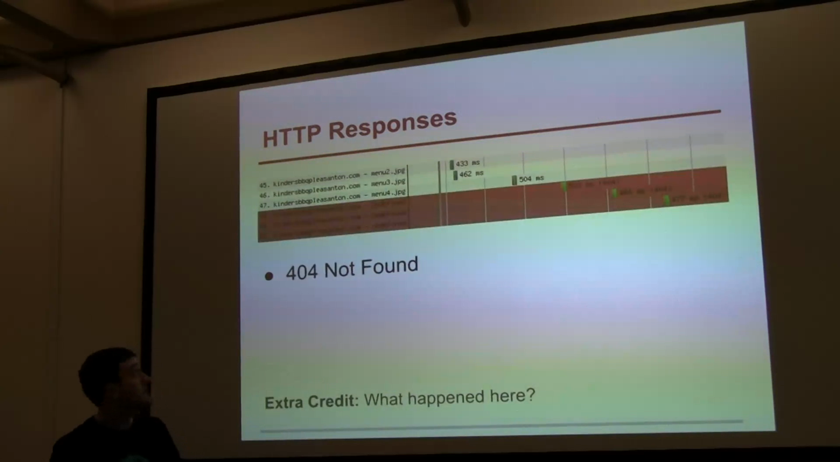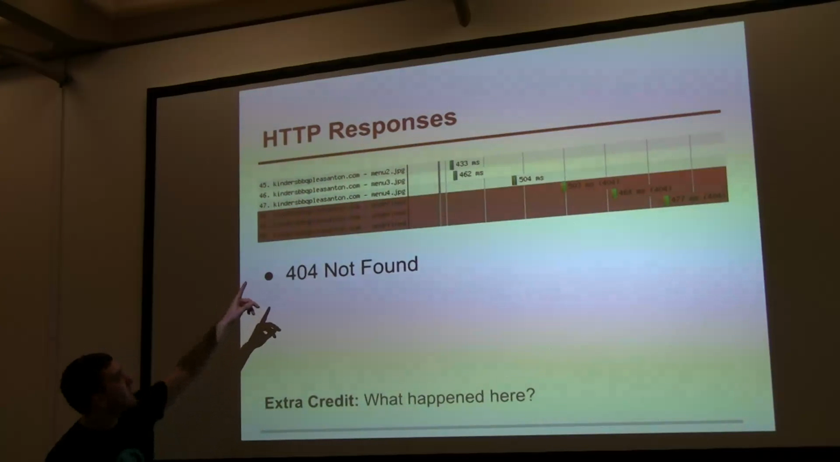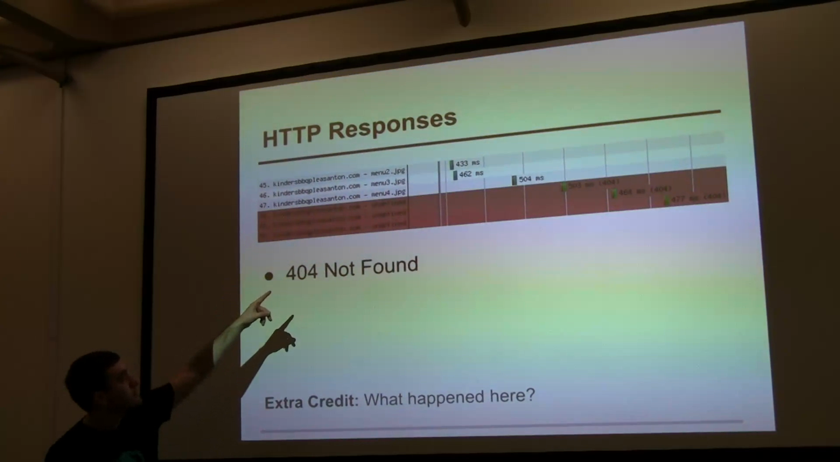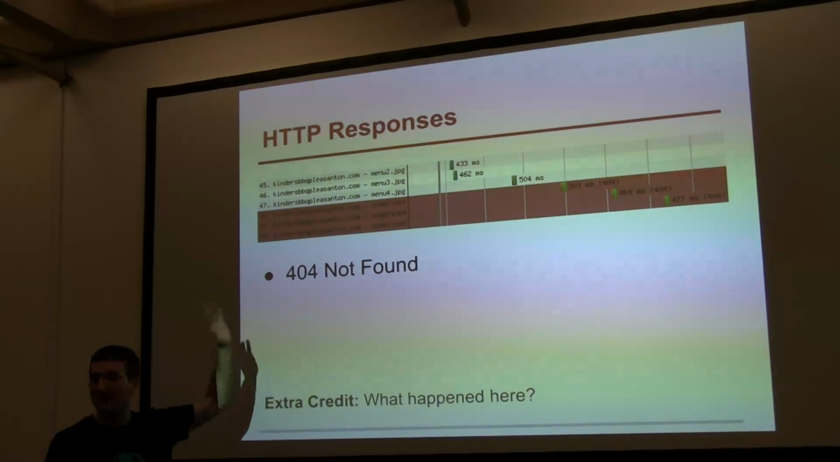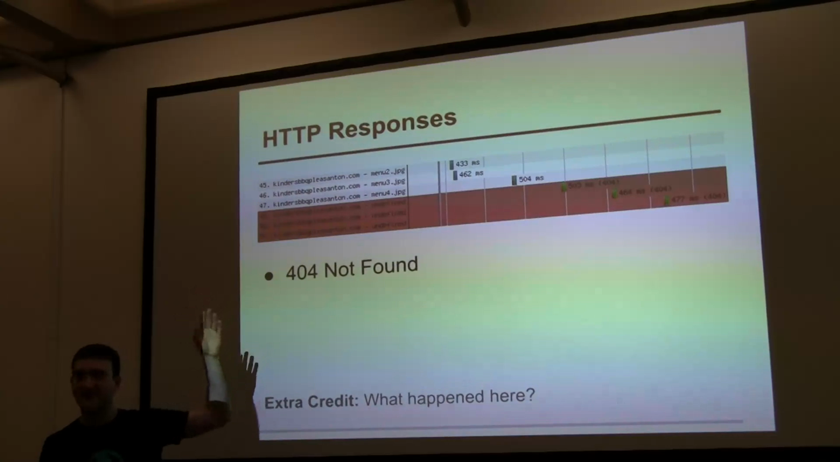There we go. So these are other types of responses, 304s. Not a lot has to be said here. Although, extra credit, what happened here? Looking at the resource names: menu 2, menu 3, menu 4, undefined, undefined, undefined. Anybody have any ideas how this could have happened?